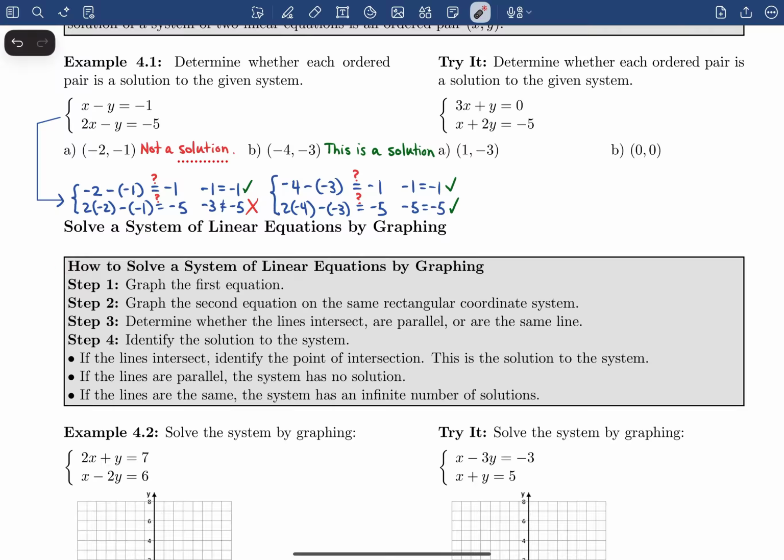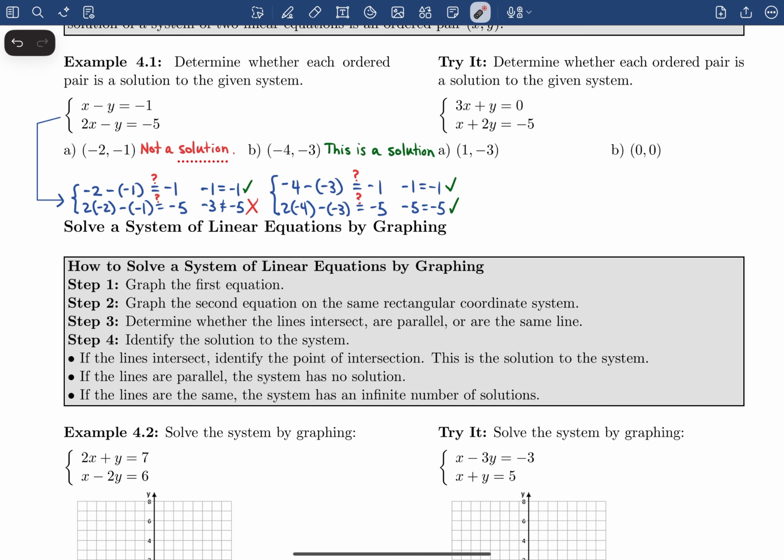So when we want to solve by graphing, step 1, graph the first equation. Step 2, graph the second equation on the same rectangular coordinate system. Step 3, determine whether the lines intersect, meaning they cross each other, are parallel, meaning they never cross each other, or if they're the same line. And step 4, identify the solution to the system.